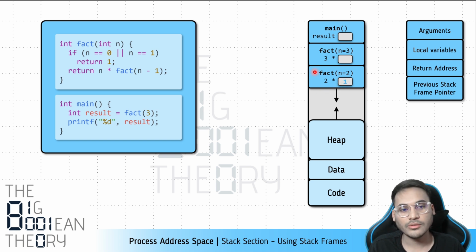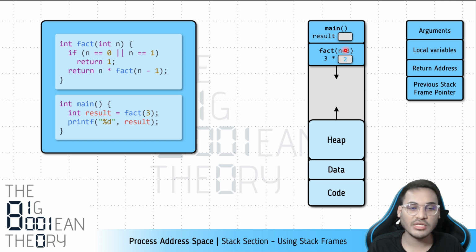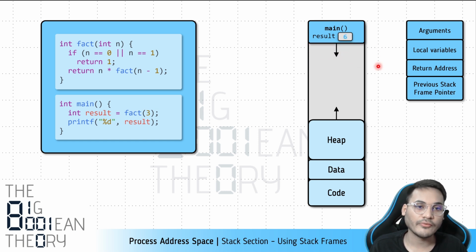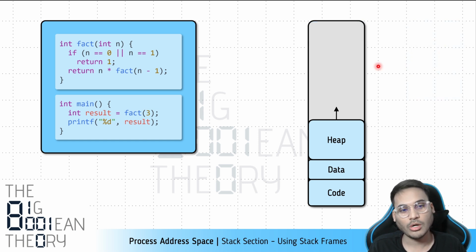So this factorial, which was called with the argument n equals 2, is now returning. And again, we remove the stack frame. The value that was returned is 2. And now we can compute 3 factorial similarly. The value of 3 factorial is 6, which will be returned to the main function. We remove the stack frame, and now finally it's time to return from the main function. Main function returns, and all of the stack frames are popped off from the stack.